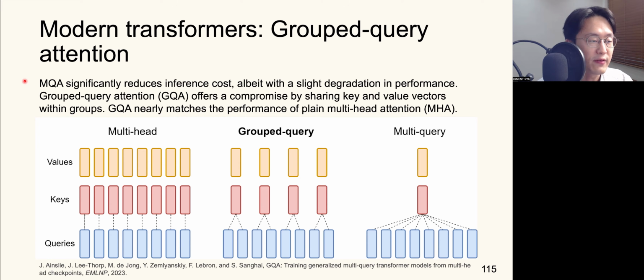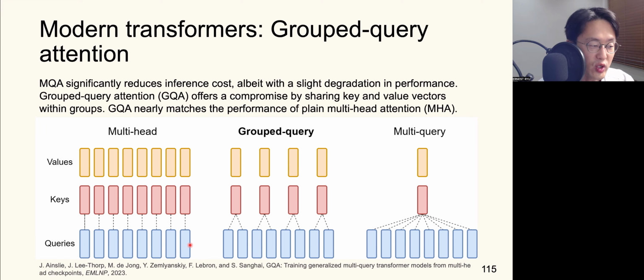So MQA significantly reduces the inference cost, although there is a slight degradation of performance. Grouped query attention, GQA, offers a compromise by sharing keys and value vectors within groups. GQA nearly matches the performance of plain multi-head attention. Here's an illustration taken from the Ainslie et al. paper published in 2023. In this illustration, there are 8 heads.